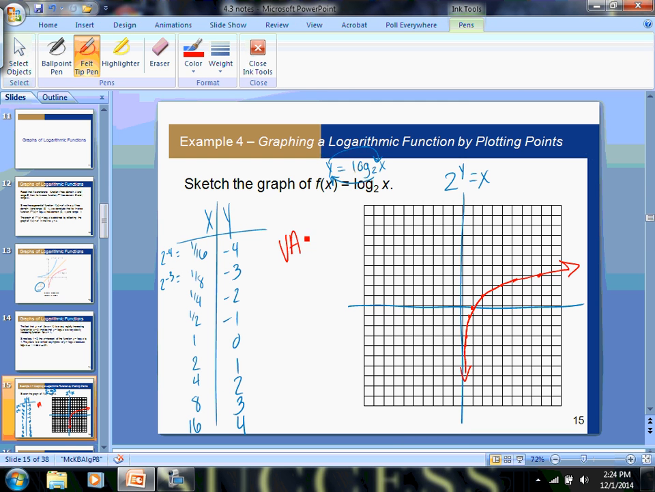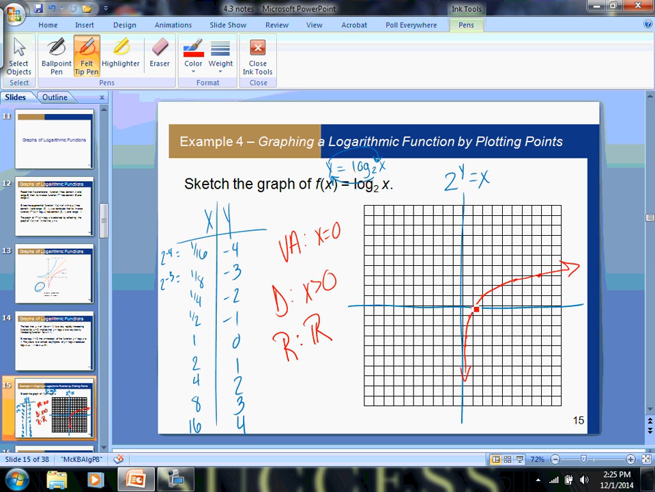The domain, the x values that I'm putting in, are going to be all positive numbers. So x is greater than 0. And then my range would be all real numbers. I wrote my r's backwards there. Okay, so my range would be all real numbers. And notice that my x-intercept is going to be 1, 0.